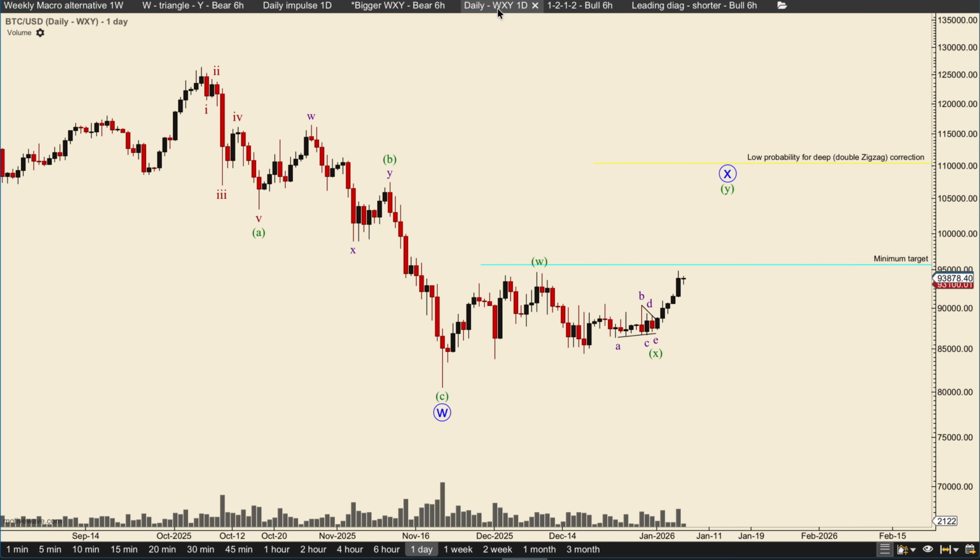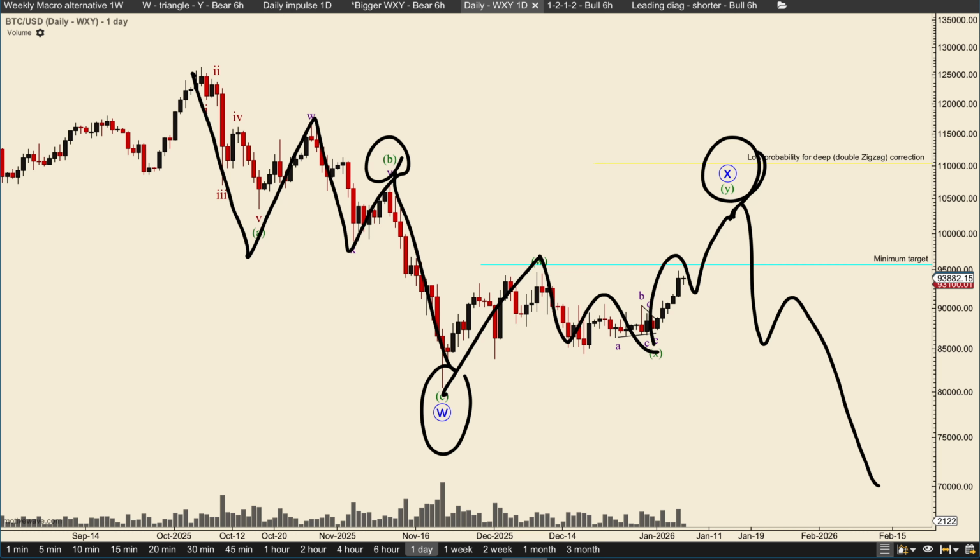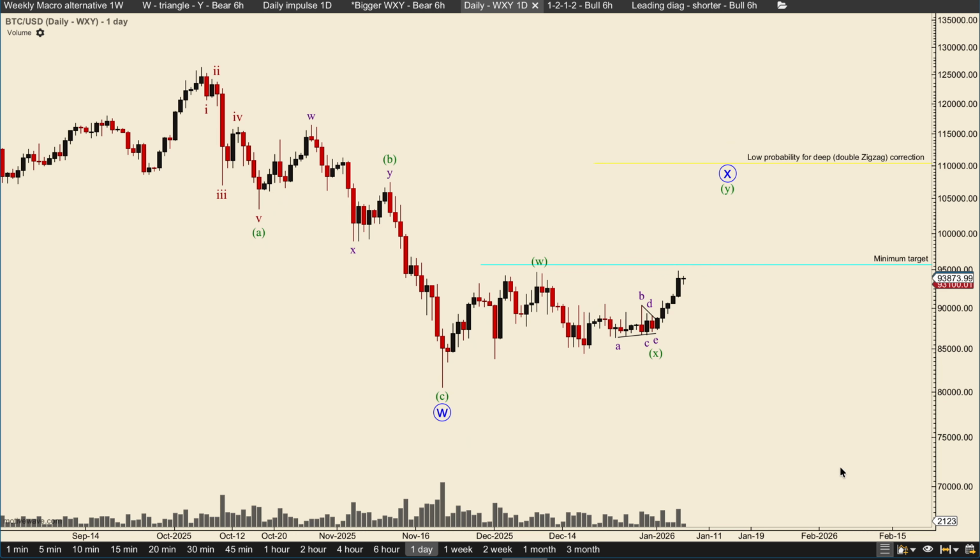If we move on to the daily WXY, this is a higher probability, just because of this A, W, X, Y into B, C, W, and now we're looking for a W, X, and then a Y to finish wave X, and then we are looking for a finishing wave Y, preferably a double zigzag, that kind of structure. If we hit this, that's a low probability for a deep double zigzag correction.